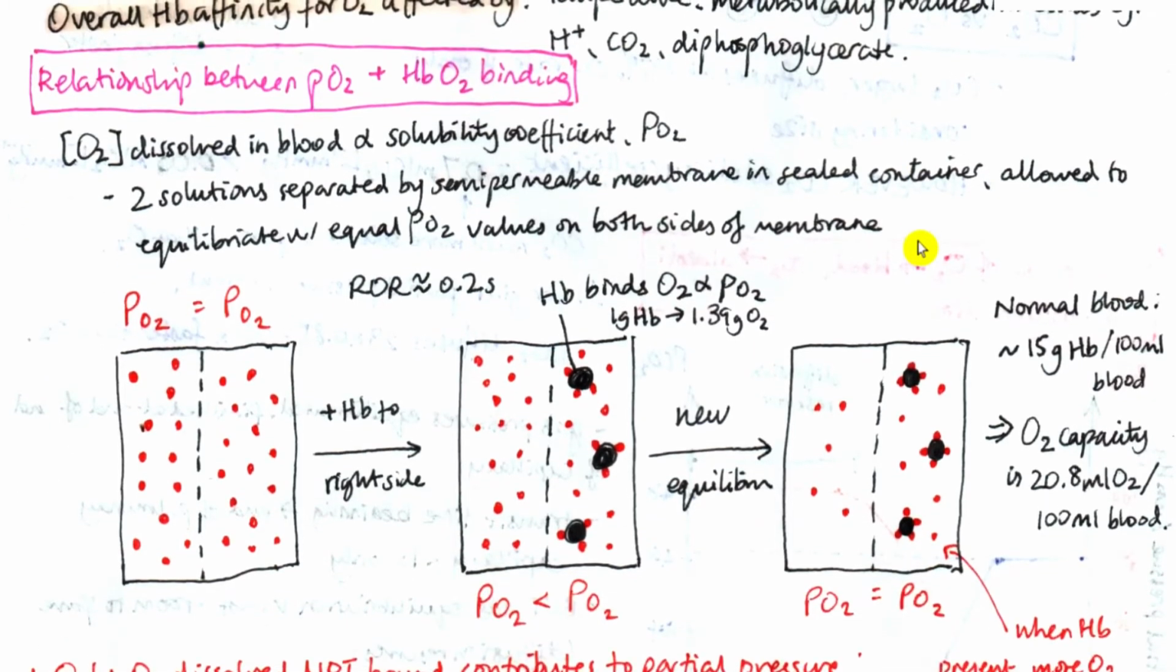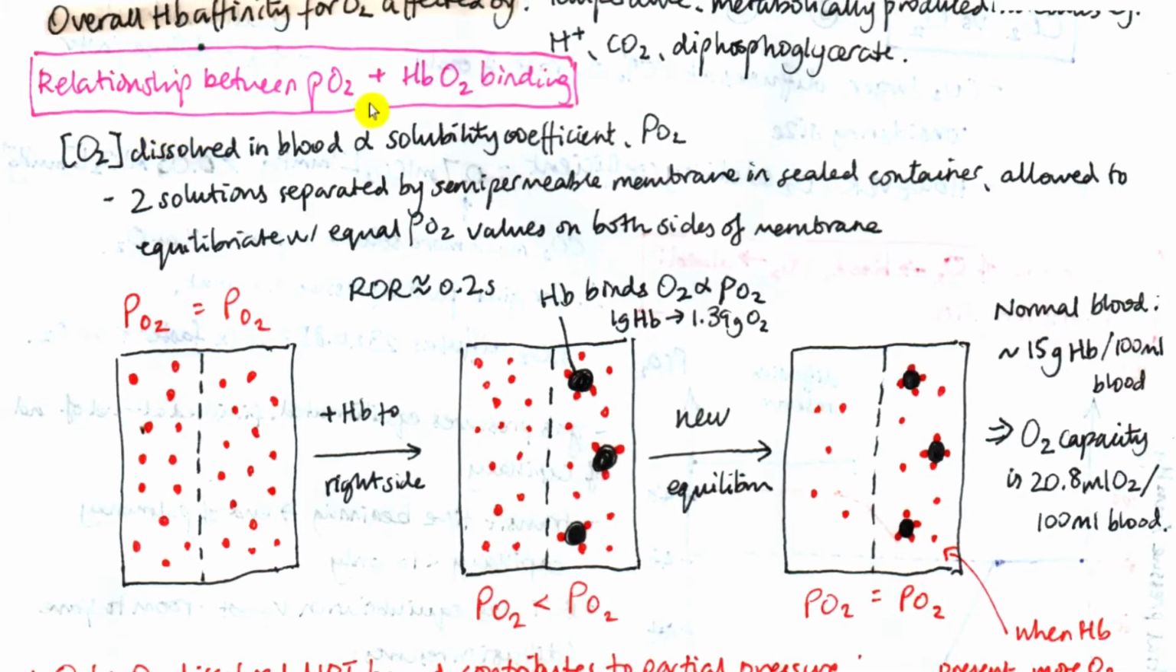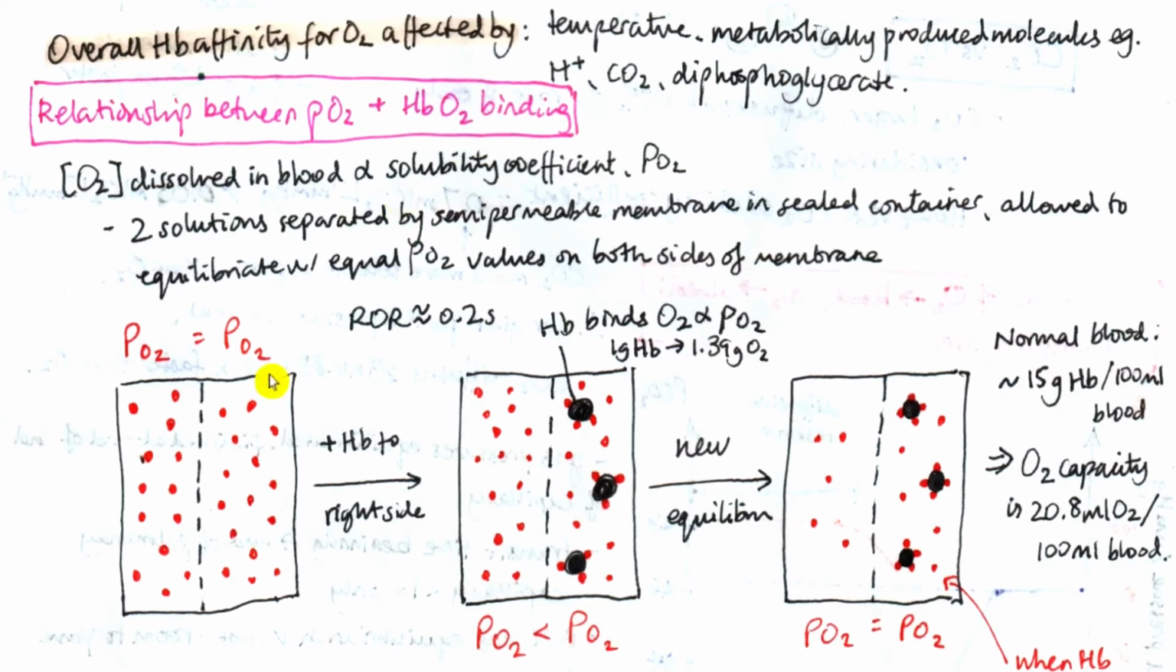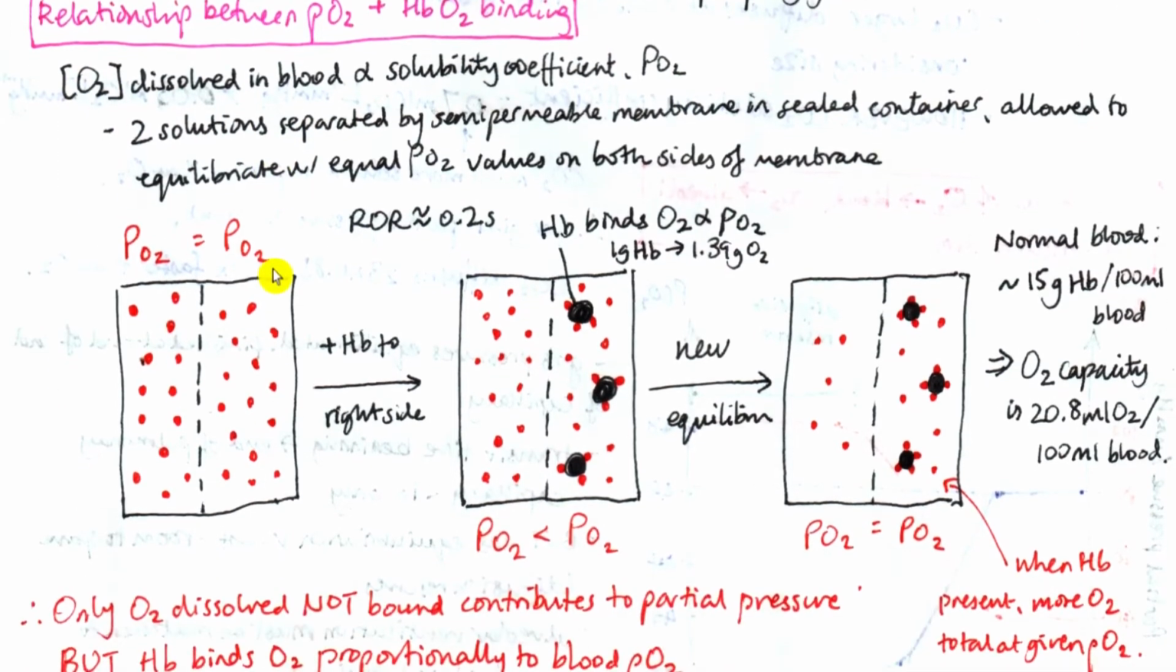So what is the relationship between the partial pressure of oxygen, so how much oxygen is present, and the hemoglobin-oxygen binding? The concentration of dissolved oxygen in the blood is proportional to the solubility coefficient and the partial pressure of oxygen as well. So 2 things affect the amount of oxygen dissolved in the blood. Imagine that there's 2 solutions of oxygen separated by a semi-permeable membrane in a sealed container, and we give some time for the oxygen to equilibrate with equal partial pressure values on both sides of the membrane.